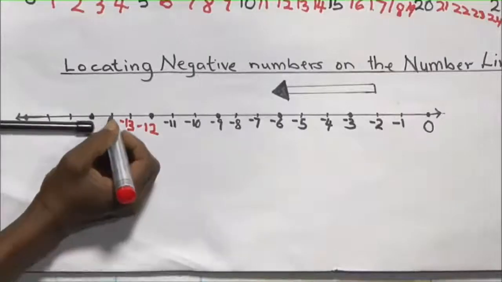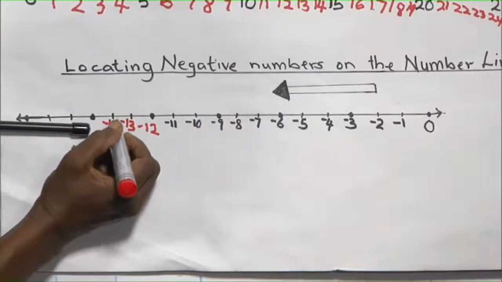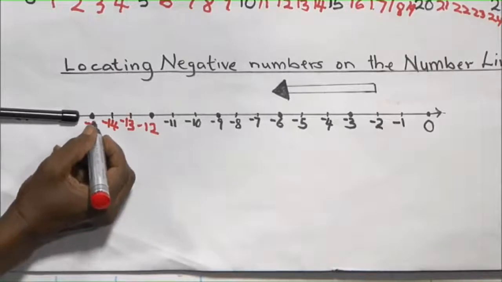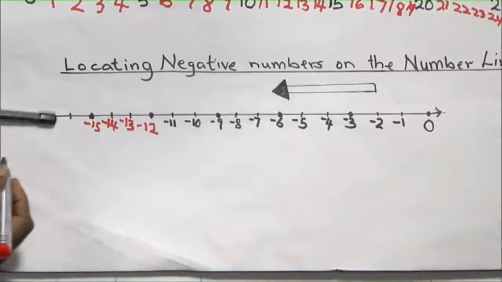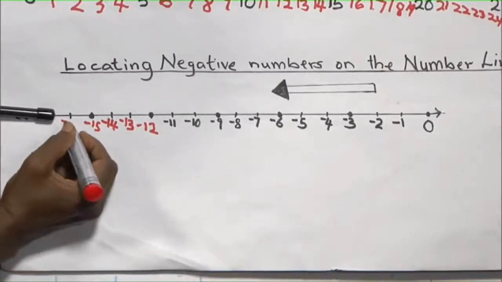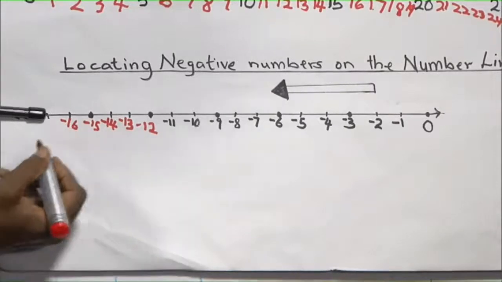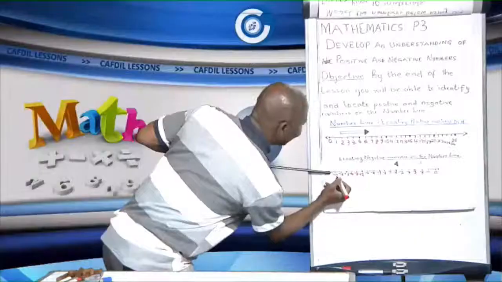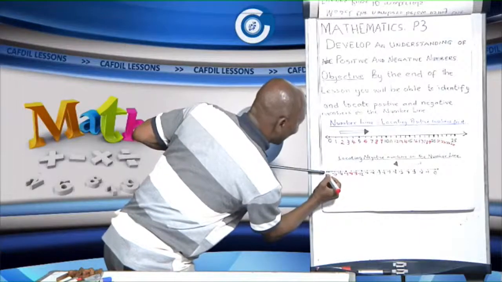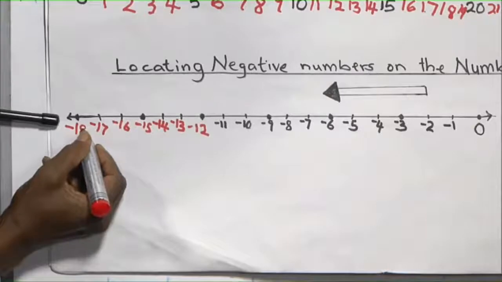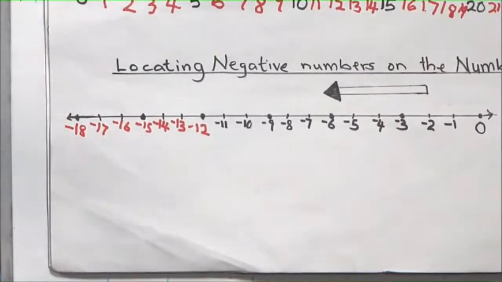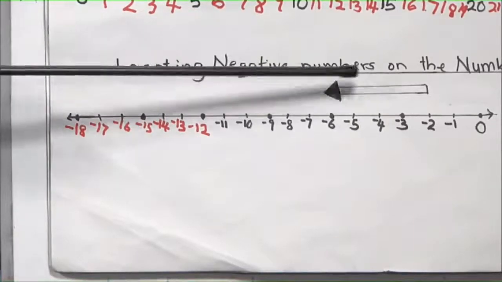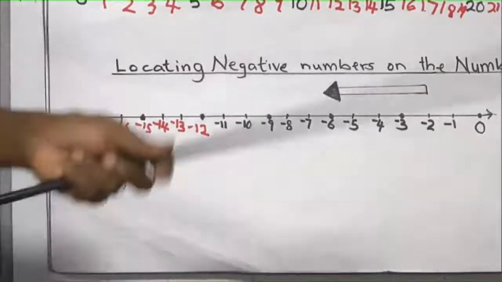Now for the negative side: minus 14. Then this will be minus 15. This will be minus 16. This will be minus 17. The last one, minus 18. Yes, so this is how we locate negative numbers on the number line.